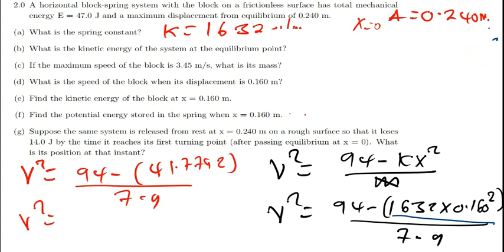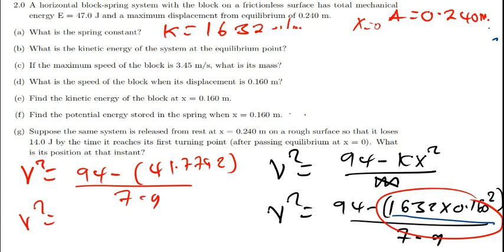Now we are saying 1632 times, I just want to make corrections here, times 0.160. Now I square it. Okay, I'm getting 41 point, okay, that is this. So 94 now minus 41.7792. So the answer I'm getting, I divide it by 7.9.